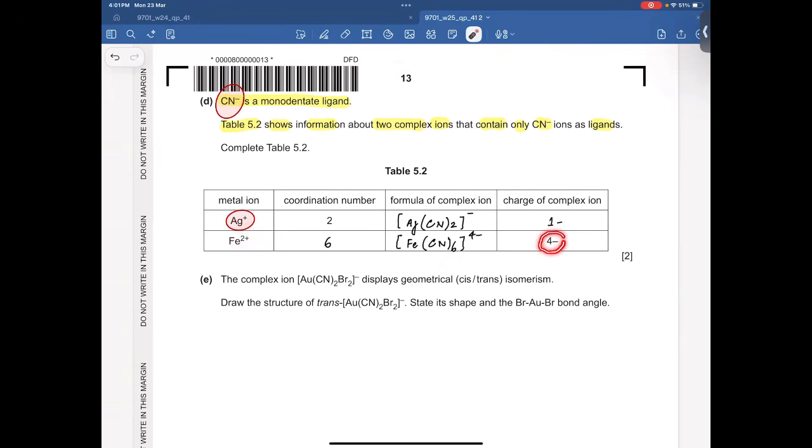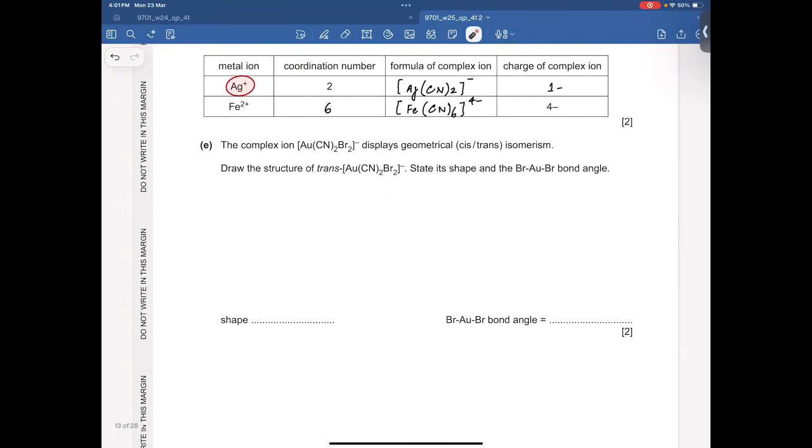Since it is a 4- charge and it has an oxidation state of 2+, which means I need to use 6 ligands, and therefore the coordination number is going to be 6. That's what I was trying to explain to you. Okay, the complex ion displays geometrical cis-trans isomerism. Why? Because it shows an ML2X2 situation, because it has two similar ligands and two different ligands, which means it is an ML2X2 situation, and an ML2X2 situation shows cis-trans isomerism.